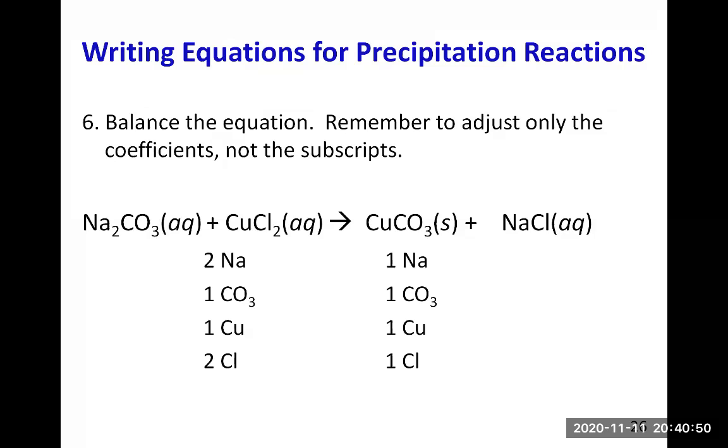We have 2 sodium on the left, 1 on the right. So let's make it 2 sodium on the right by having a coefficient of 2 in front of NaCl. This will change the number of Na to 2 on the right side. By having this 2 in front of NaCl, this also changes the number of chlorine to 2 on the right side. And so now this is balanced. That would be the final answer for this equation, and that would be a precipitation reaction because we have a solid.